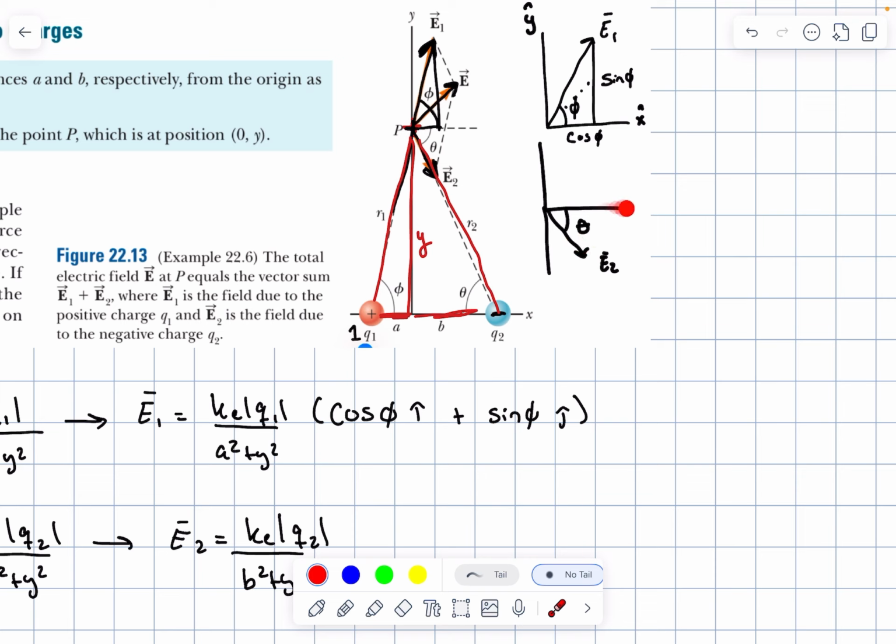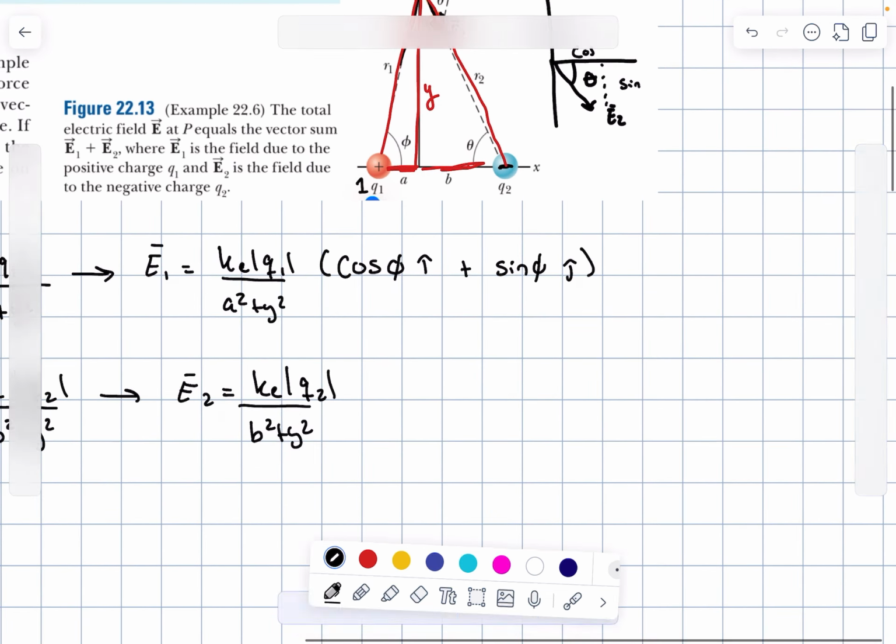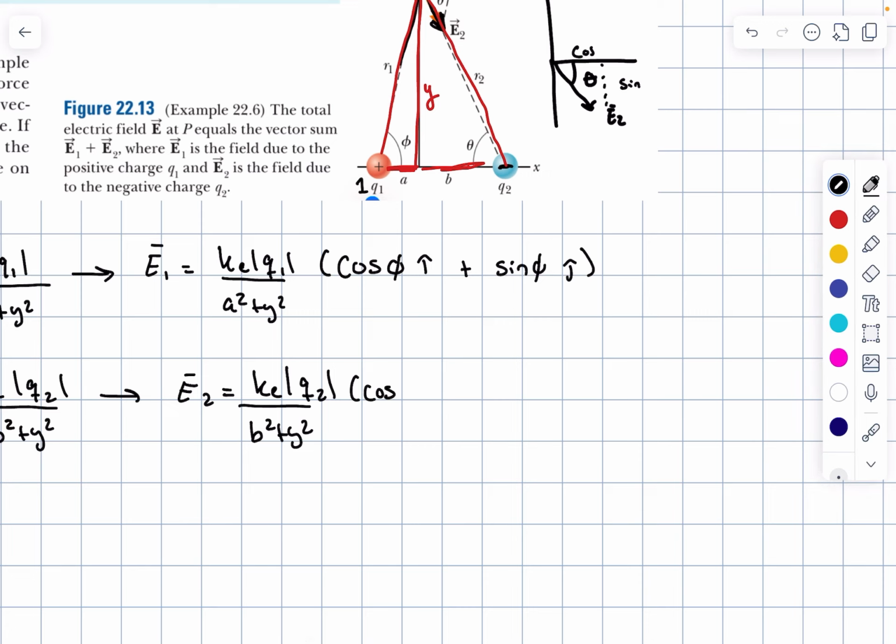So sure, it has a positive x direction, but has a negative y direction. And we do the same thing where here, this is the sine side, and this is the cos side. So I add all those together, and we have cos theta in the i hat, negative sine theta in the j hat. And this negative sign is, of course, really important because it is going downwards, right?